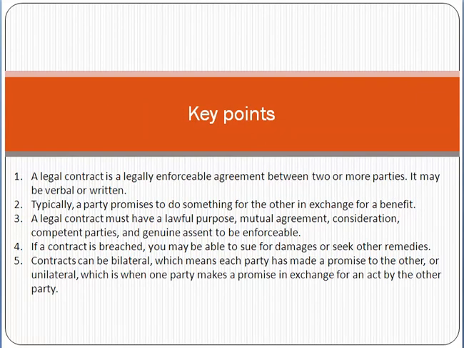Next friend, the key points in the contract are, first of all, a legal contract is a legally enforceable agreement between two parties. A party promises to do something for the other in exchange for a benefit. A legal contract must have a lawful purpose. If a contract is breached, you may be able to sue for damages. Contracts can be bilateral, which means each party has made a promise to the other, or unilateral, where one party makes a promise in exchange for an act by the other party.